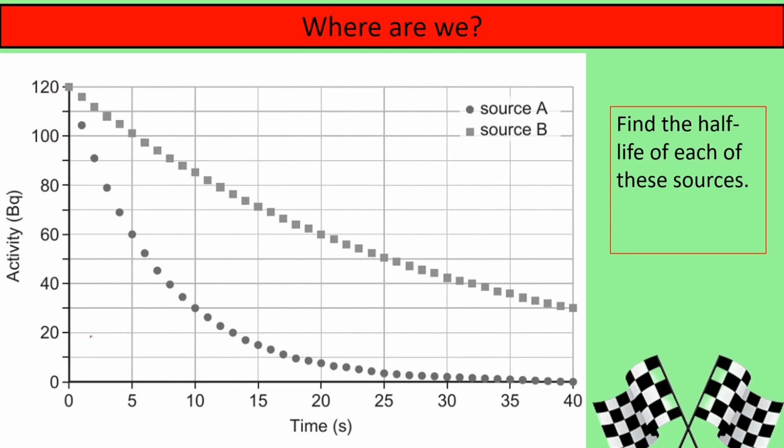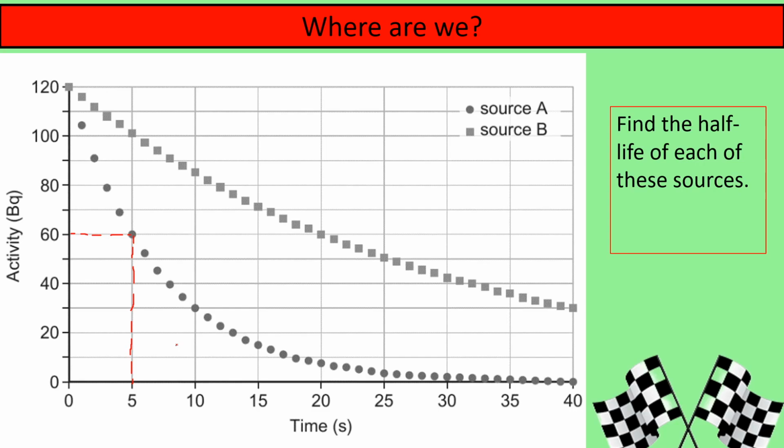Okay, let's have a go at this. So we're going to start with source A, this one that goes down quite quickly. It starts at 120 Bq activity. So half of 120 would be 60. So we draw a line out to 60, out to the line from 60. Then we draw the line down, and it comes to 5. So we can say the half-life of source A is 5 seconds.